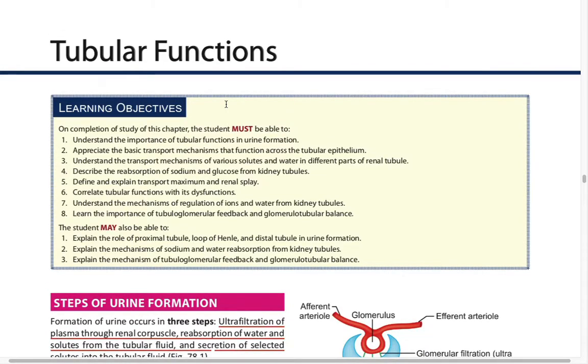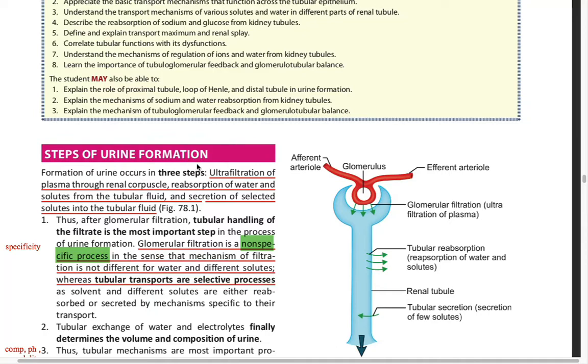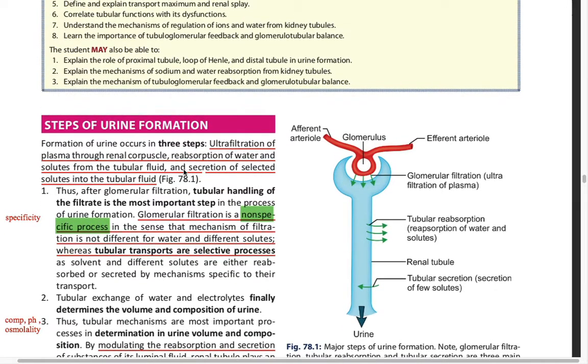So to begin with the new chapter, tubular functions. The steps of urine formation include three main steps: the ultrafiltration of the plasma through the renal corpuscle, the reabsorption of the water and the solutes from the tubular fluid, and the secretion of selected solutes into the tubular fluid, which can be seen in this: the glomerular filtration, tubular reabsorption, and tubular secretion.